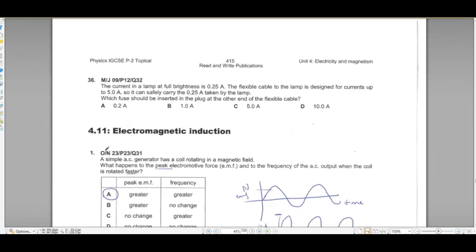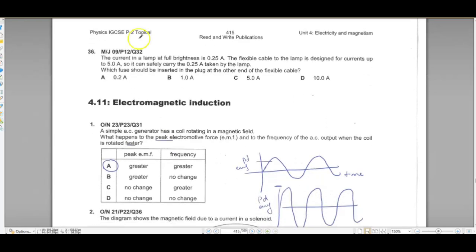Question number 36, which also is our last question. The current in the lamp at full brightness is 0.25 amperes. The flexible cable to the lamp is designed for current up to 5 amperes. So it can safely carry the 0.25 amperes taken by the lamp. Which fuse should be inserted in the plug at the other end of the flexible cable?